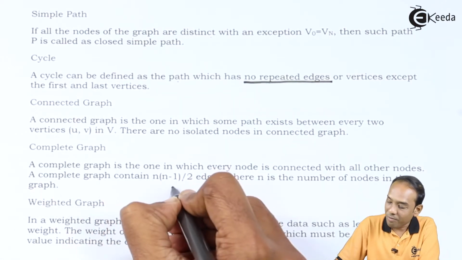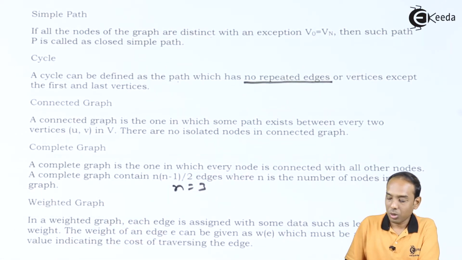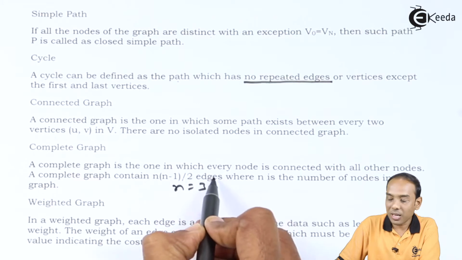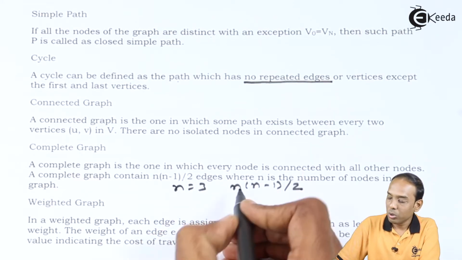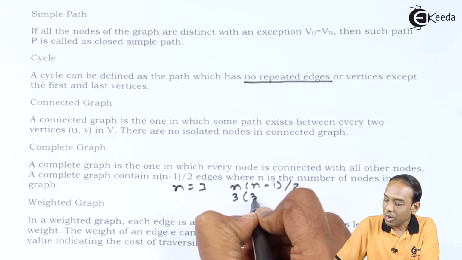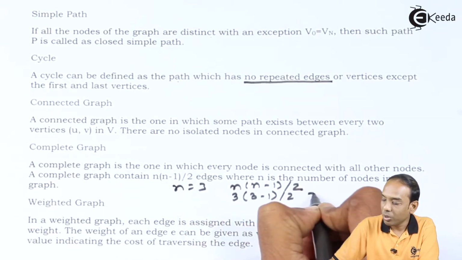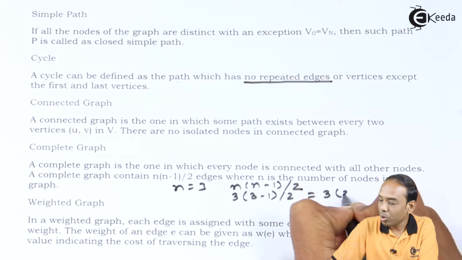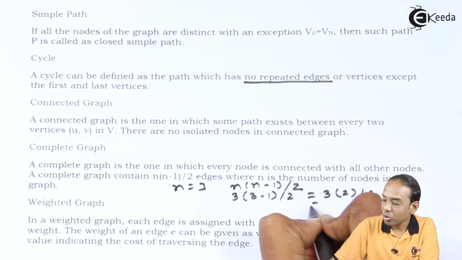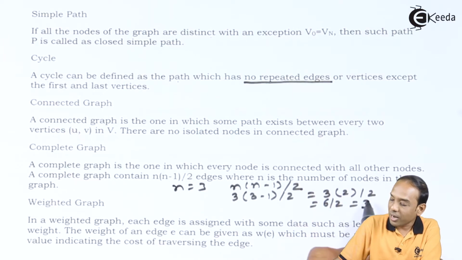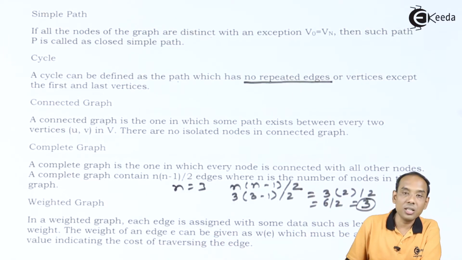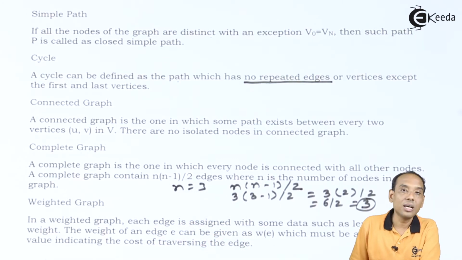Let's take an example. We have n equal to 3. So how many edges does a complete graph contain? n into n minus 1 divided by 2. So we have 3 into 3 minus 1 divided by 2. This comes out to 3 into 2 divided by 2. So 6 divided by 2, which comes out to be 3. That is, we can have only 3 edges in this graph with 3 nodes. This kind of graph is called a complete graph.